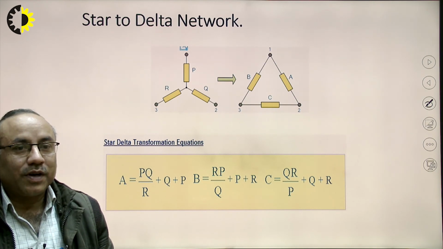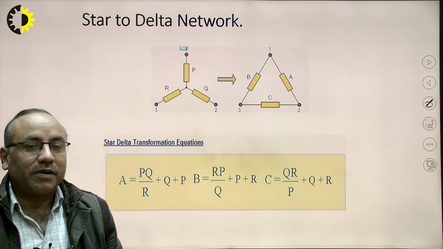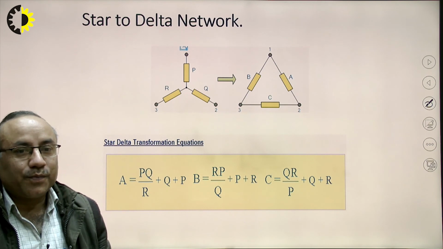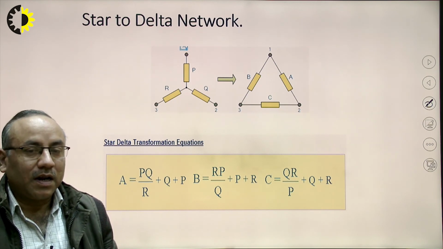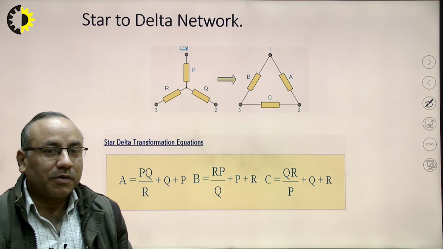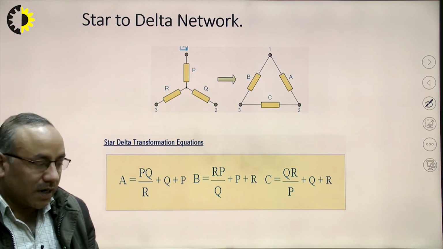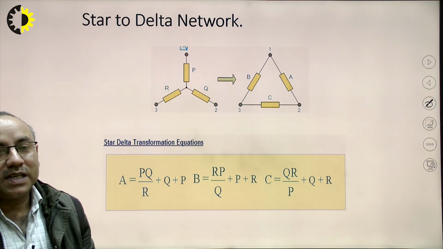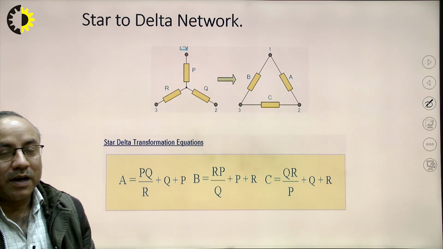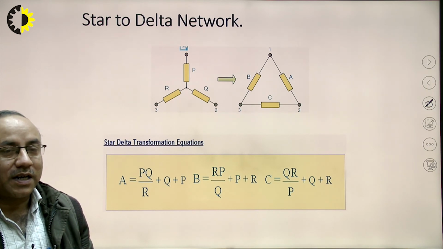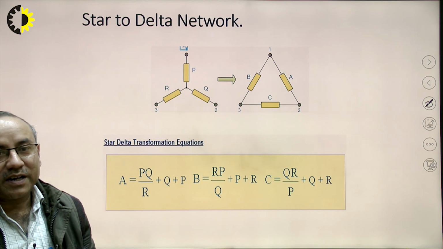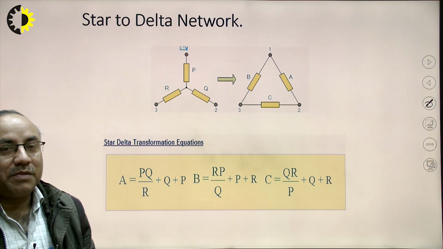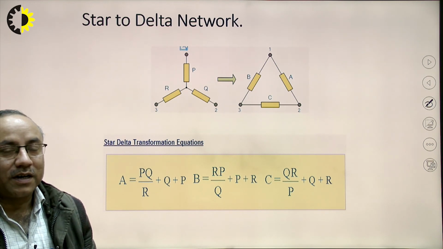A is equal to PQ upon R plus Q plus P. Similarly, B is equal to RP upon P plus Q plus R, and C is equal to QR upon P plus Q plus R. So, that way we are able to find the values of A, B and C in terms of P, Q and R, where P, Q and R are the resistances in star, and when we are converting it into the equivalent delta, then A, B and C are the resistances we are getting from star to delta conversion.